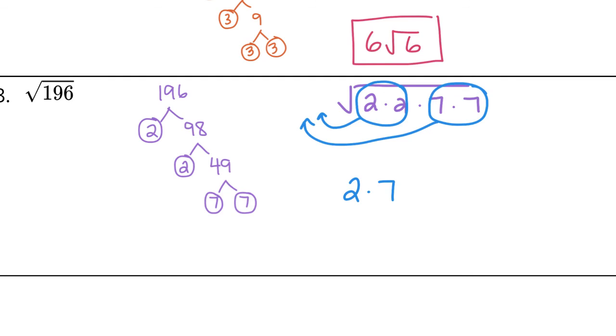The only thing I need to do now is simplify this. 2 times 7 is 14. And that's our final answer. So this one, the entire symbol just went away. Okay, and that's it. That's how you simplify radicals.